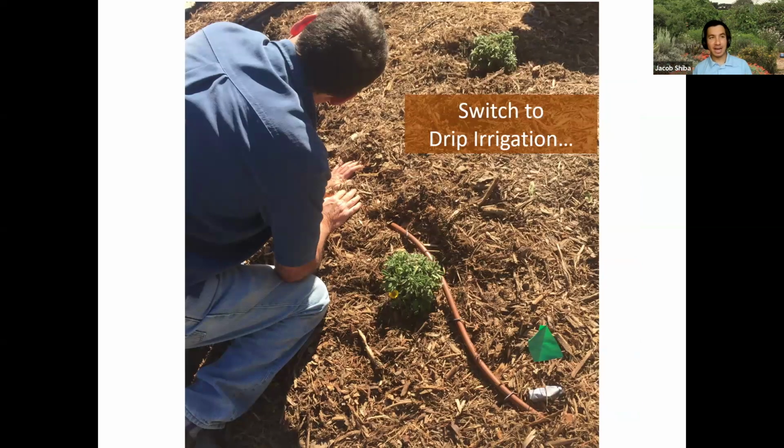Now, better than that is switching to drip irrigation. So where you can, any kind of shrub areas or trees, we encourage you to switch to drip. You're going to dramatically increase the efficiency of your irrigation system from, say, 50% to 90% very, very quickly by switching.